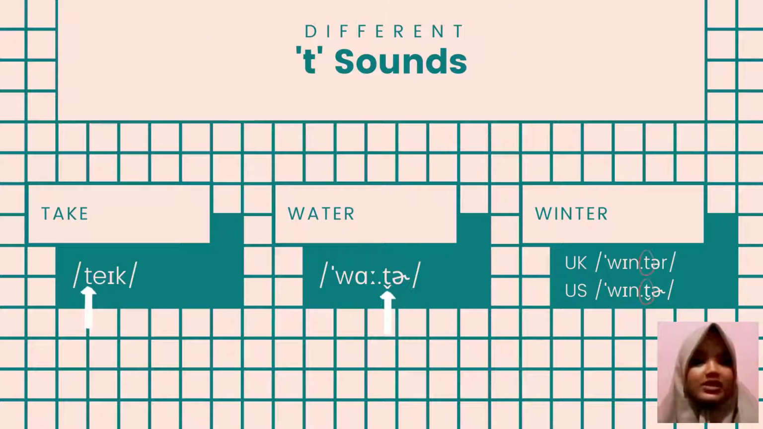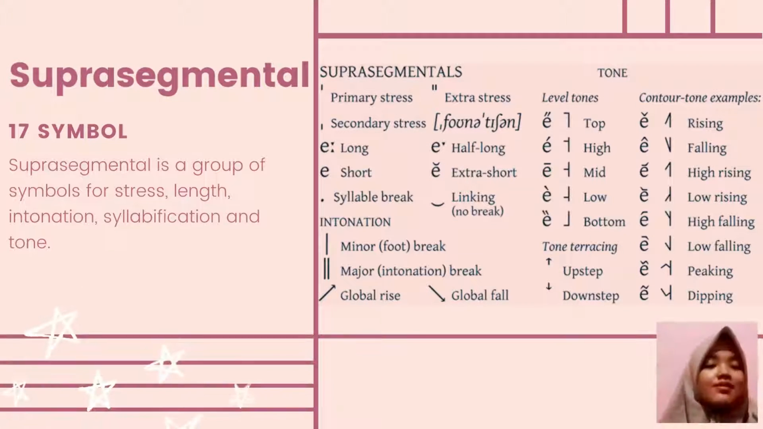The T is voiced. In IPA, there are 17 additional signs that indicate suprasegmentals. Suprasegmentals are a group of symbols for stress, length, intonation, syllabification, and tone. Suprasegmentals are important for making all kinds of meaning, in particular speakers' attitudes or stance to what they are saying or the person they are saying it to, and in marking out how one utterance relates to another, for example, a continuation or a disjunction.